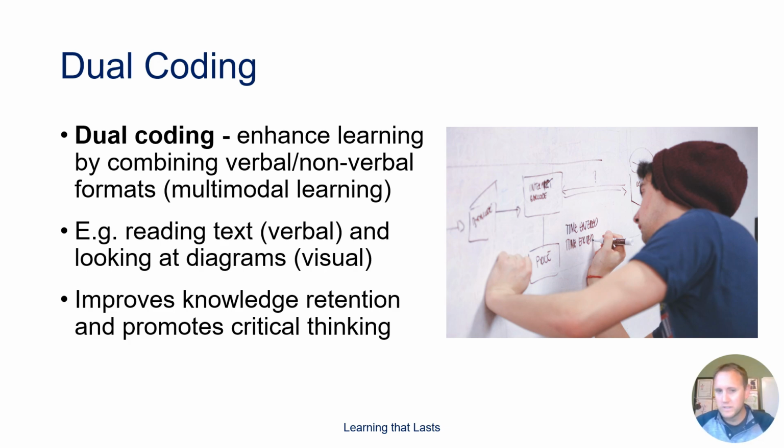So as a simple example, it would be something like reading text. That would be the verbal processing of information, and then maybe looking at diagrams or figures, right, which would be more visual processing. And this is something I used as a student quite a bit.